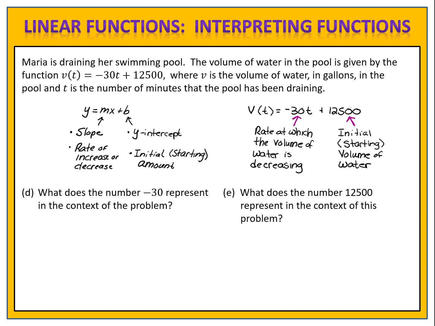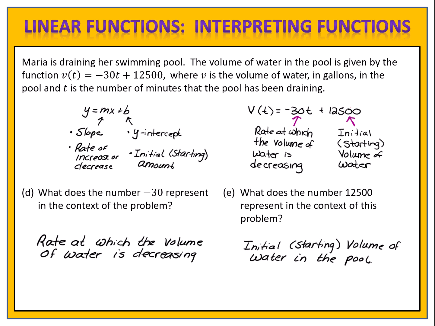When we interpret the parameters, negative 30 represents the rate at which the volume of water is decreasing. That's negative 30 gallons per minute. And the y-intercept, 12,500, is the initial or starting volume of water in the pool. When we began draining, we had 12,500 gallons of water in our swimming pool. And this is how we interpret linear functions.